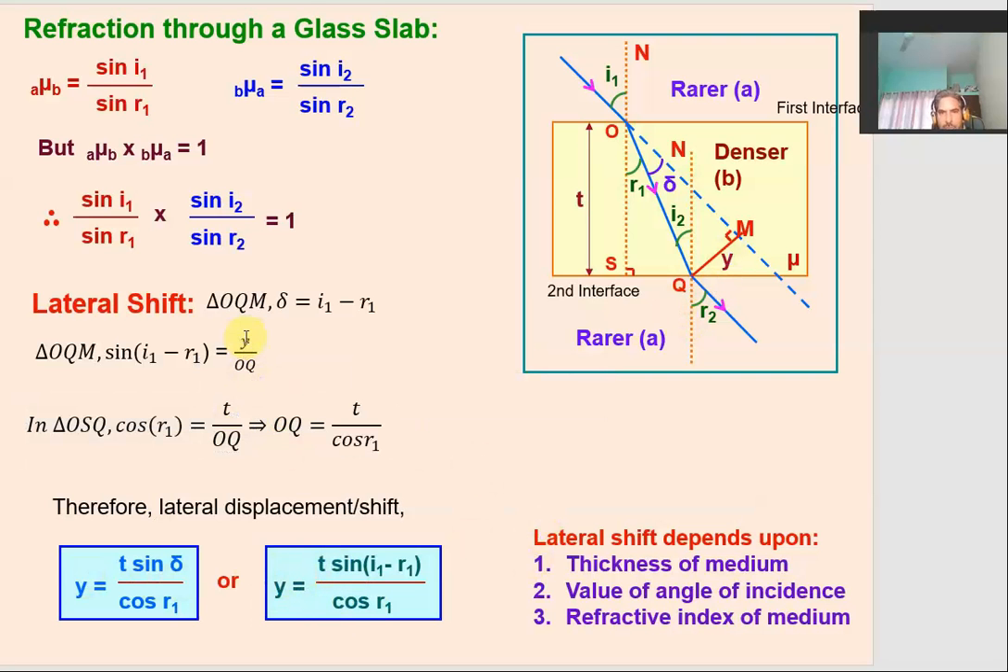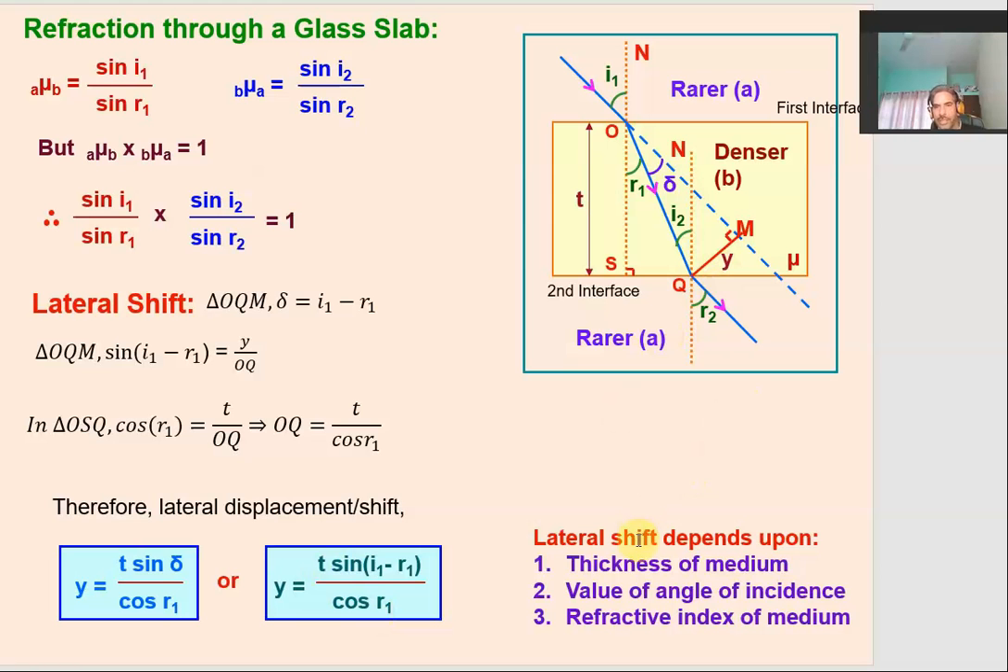So from here, Y is nothing but OQ sine (I1 minus R1). Whenever we substitute OQ to be T upon cos R1, it becomes T upon cos R1 times sine (I1 minus R1). So this is the expression for the lateral shift or lateral displacement, which takes place whenever a light ray passes through a glass slab or any other medium.